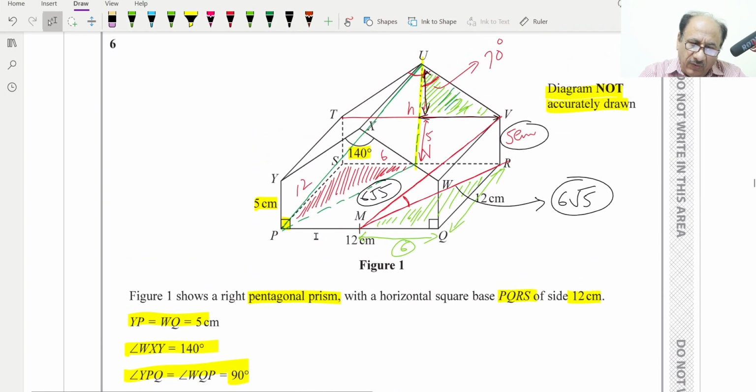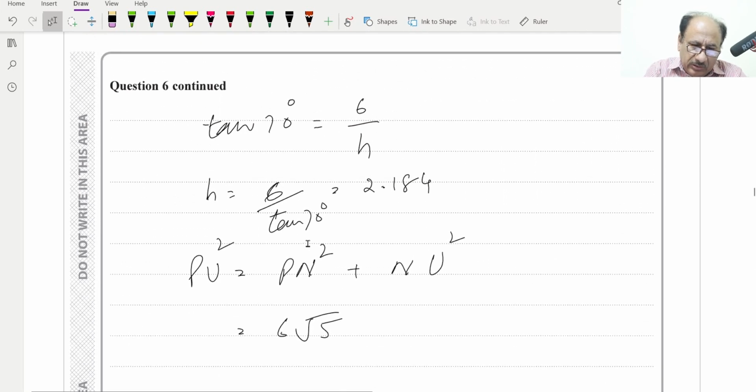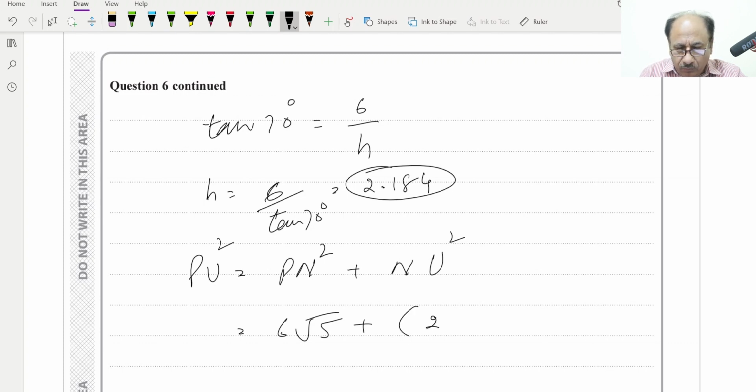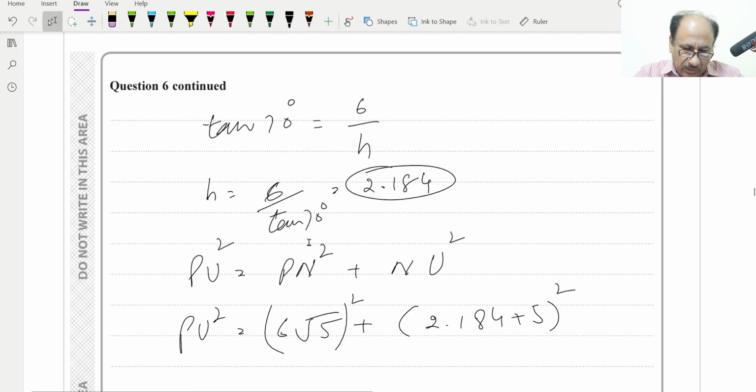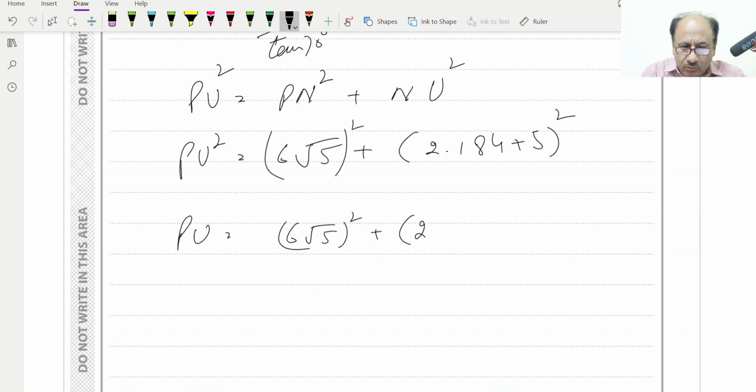And for the height, we will take 5 plus the height which we found just now, which is the additional height. So this one plus 5 will be 2.184 plus 5, and this will be taken as the square of this one and the square of this one. This will be equal to pu squared, and for this we can write pu is equal to 6 under root 5 squared plus 2.184 plus 5 whole squared.